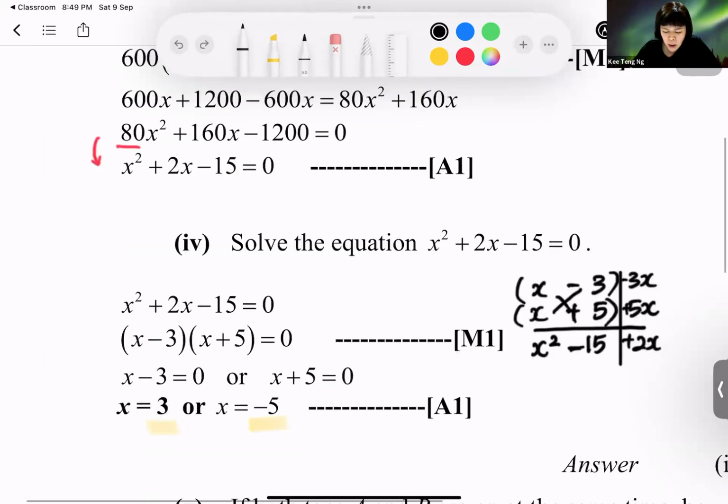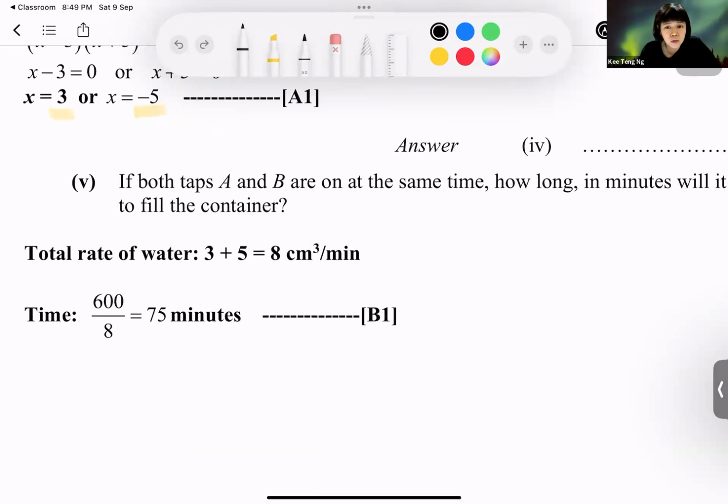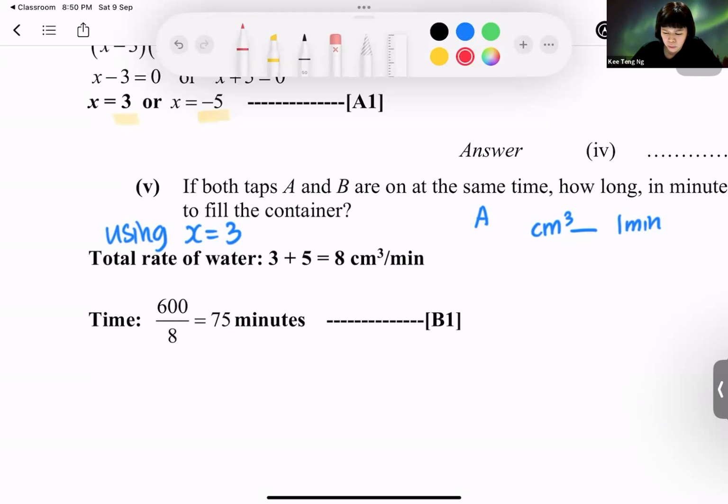So in this case, part 2, the last part over here, part 5, I think. Okay, they ask you how long you will use. I will tell them that I use x equals to 3 and I reject x equals to negative 5. The rate of the water when both of them are at the same time. What do you mean by at the same time? For tap A, it was x cm cube per minute, right? In 1 minute, which is actually, you found your x to be the number 3 cm cube per minute.